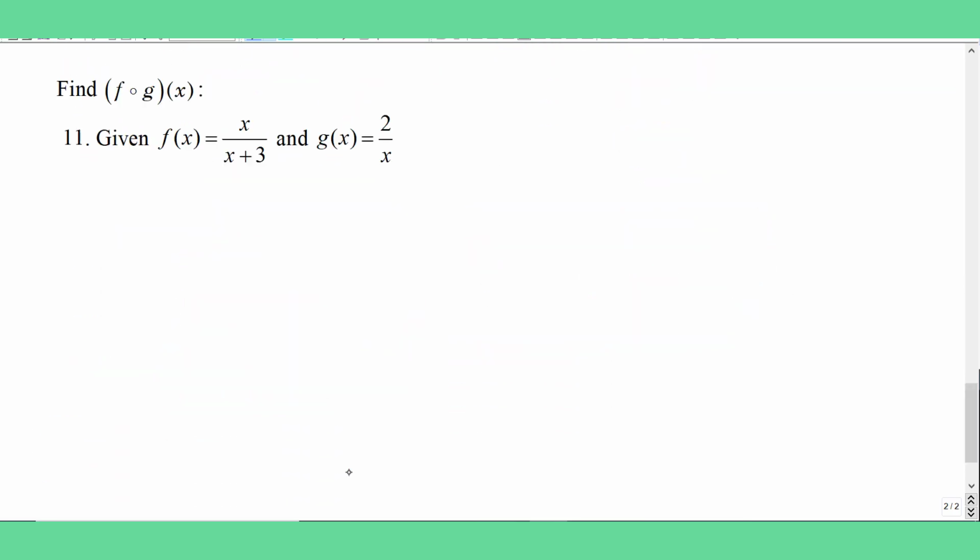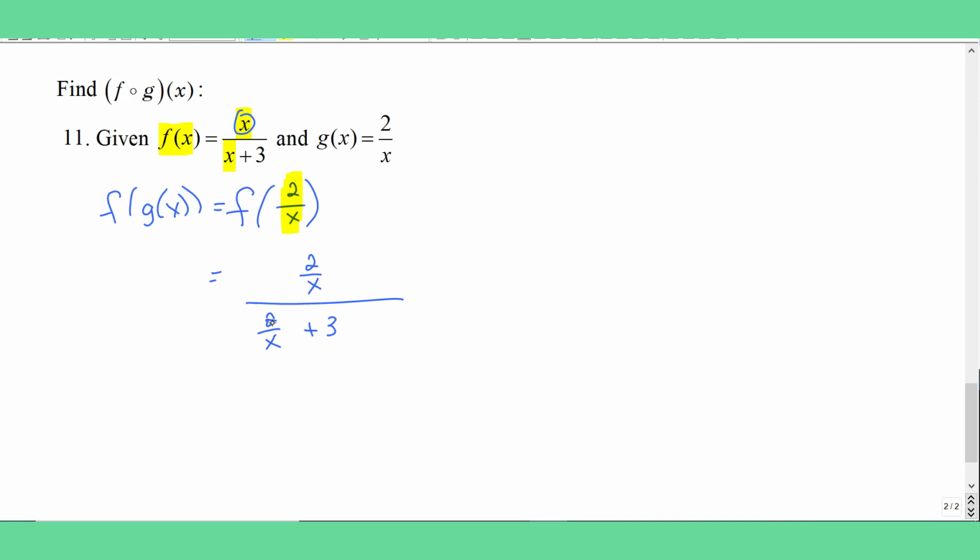On this one, we're just asked to find f of g of x. Don't start panicking. I know there's fractions. It'll be okay. All right, so we want to find f of g of x. So g of x is 2 divided by x. So what does that mean? It means in the f function, everywhere there is an x, we're going to put 2 divided by x. Okay, so everywhere there is an x, we're putting 2 divided by x.